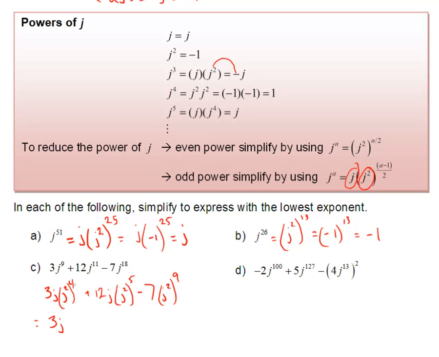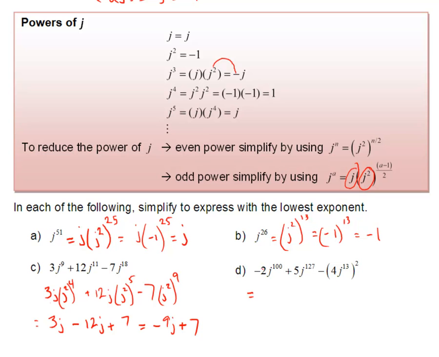This is negative 1 to the 4. That's positive, so 3j. Negative 1 to the 5 is negative, so this is minus 12j now. So we'll change that to plus. This is now minus 12j. Negative 1 to the 9 is negative 1, and negative 1 times negative 1 is plus 7. So that's negative 9j plus 7.